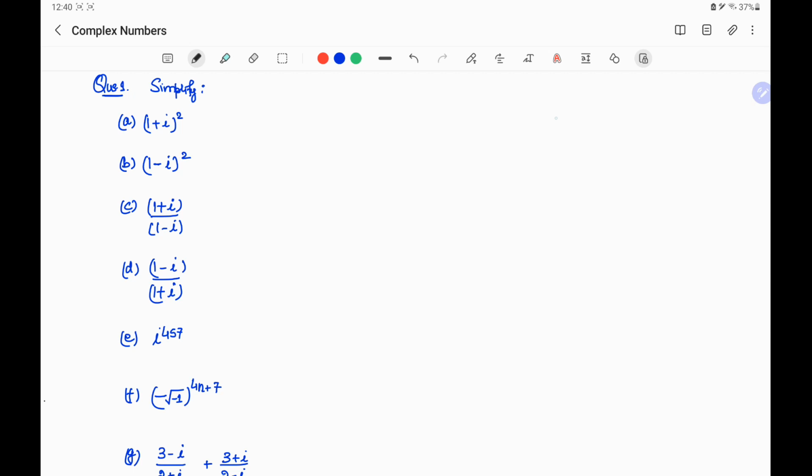Question number 1 is simplify. Part A is (1 + i)². We will expand it using the identity (a + b)² = a² + b² + 2ab. So it will give 1 + i² + 2i. This i² has the value minus 1, so it will be equal to 1 - 1 + 2i. 1 and -1 get cancelled. So the answer is 2i.